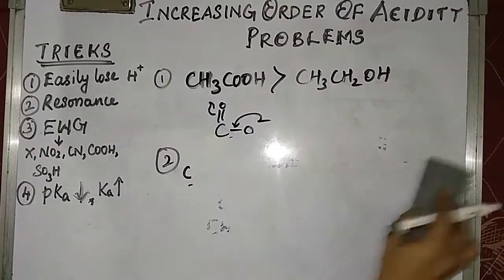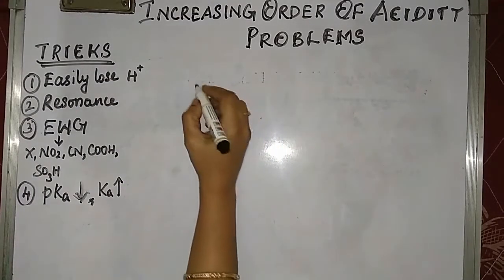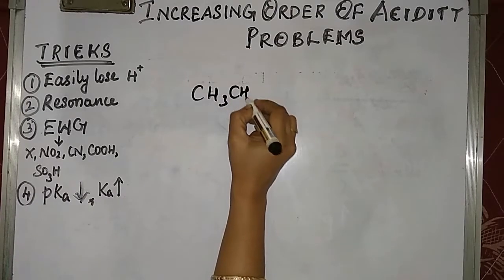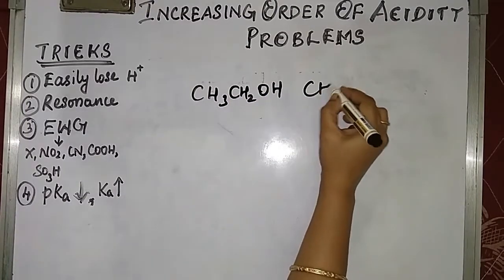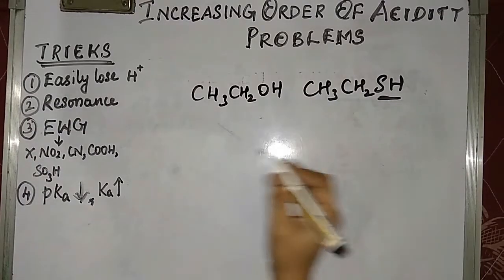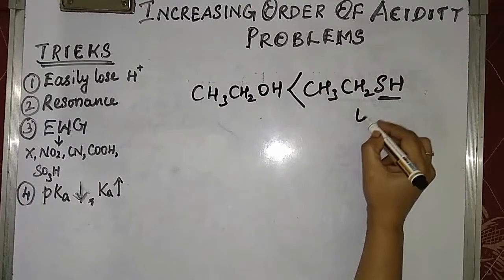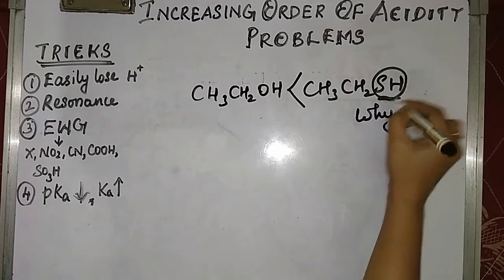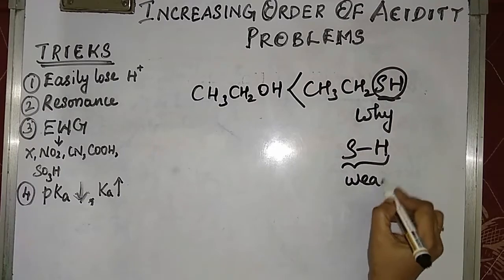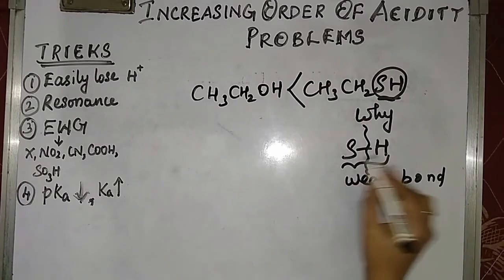And the third one is ethanethiol and ethanol. Ethanol, we know, is CH3CH2OH. Ethanethiol is SH, that is thiol. If you see these two compounds, the thiol is more acidic compared to ethanol. Why is it more acidic? This S-H bond is a very weak bond, and the hydrogen easily leaves from the sulfur.